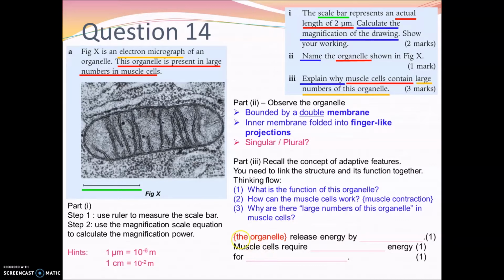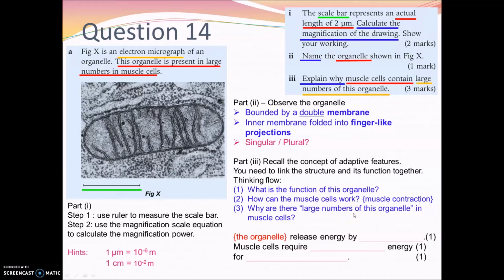So the answer will be the organelle. Name it. Don't just copy that the organelles release energy. Name the organelle. They release energy by a process. What is the process of releasing energy? You name it. You learned it in chapter 1. And the muscle cell requires energy. I need the adjective, and this adjective is highly related to the concept of why there are so many of these organelles in the muscle cells.